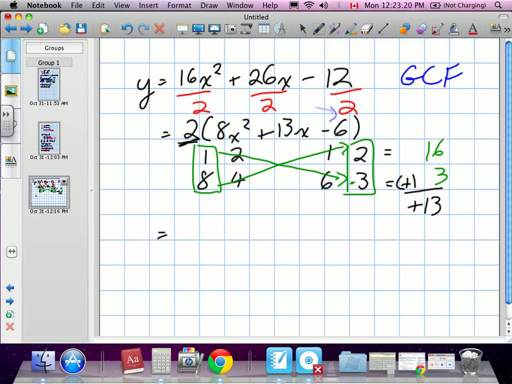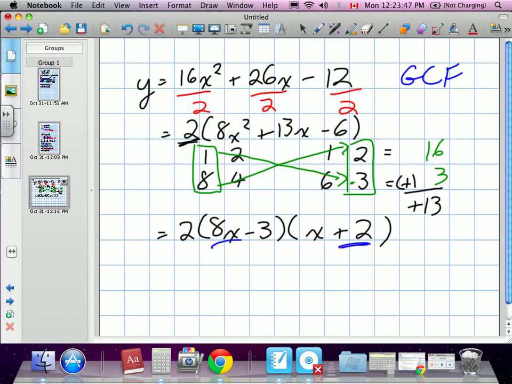So I have 2, and then inside of our brackets, our first terms are going to be 8x and x. Because I multiplied 1 by negative 3, the 1x and the negative 3 have to go in opposite brackets, which means my 8 and positive 2 need to go in opposite brackets.